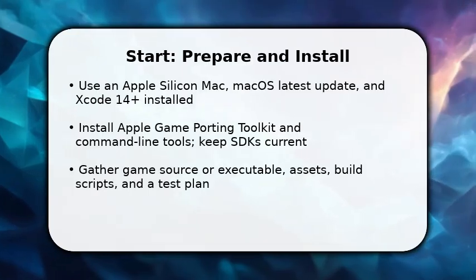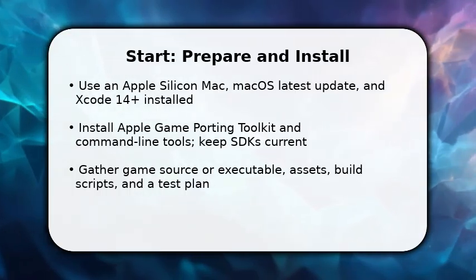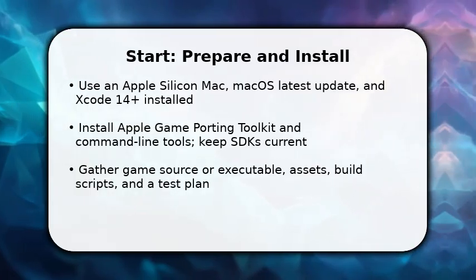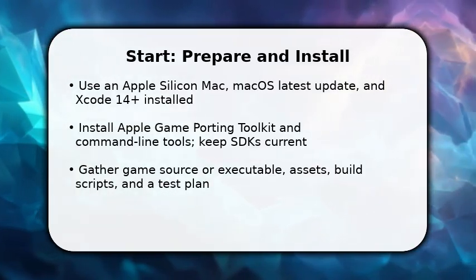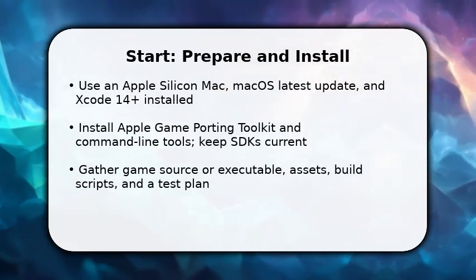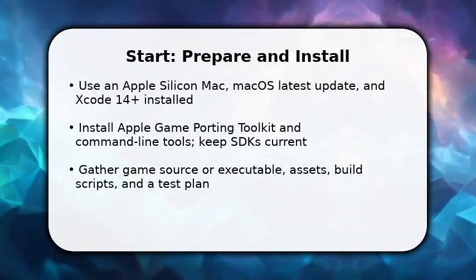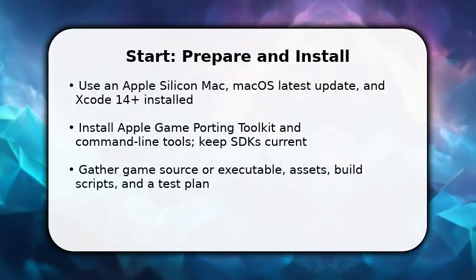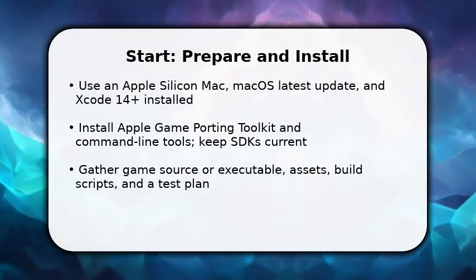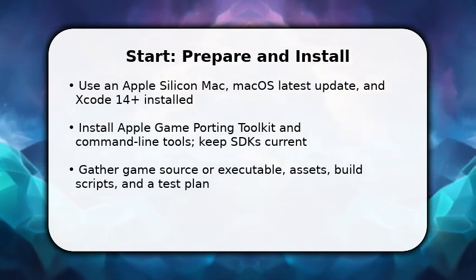You begin by getting the environment ready. Install Xcode and the Game Porting Toolkit, and update the Mac OS SDKs so tools match Apple's runtime. Once done, bring your game's source or binary into a dedicated project folder and run the toolkit's initial compatibility scan to generate a baseline report. Make sure to note missing APIs and platform-specific calls. This scan tells you what needs translation or shimming and gives you a prioritized list of what to tackle first.